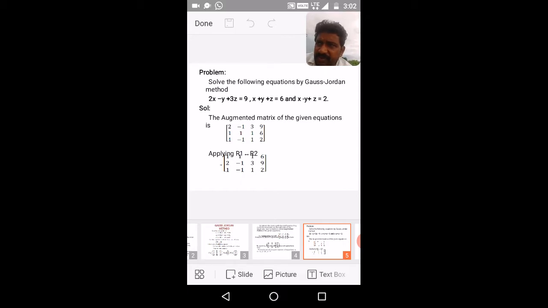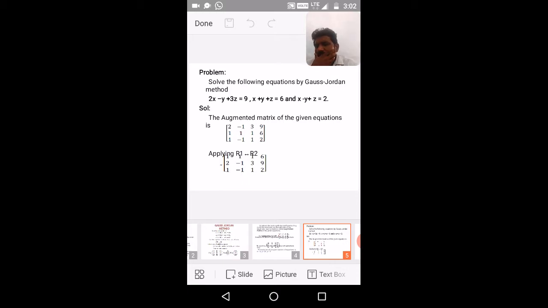And the first step after writing these three matrices is to construct an augmented matrix by joining the A and D matrices into a single matrix. It is called the augmented matrix. So the augmented matrix of the given equations is 2 minus 1 3 9, 1 1 1 6, 1 minus 1 1 2. Okay, so this is the augmented matrix.